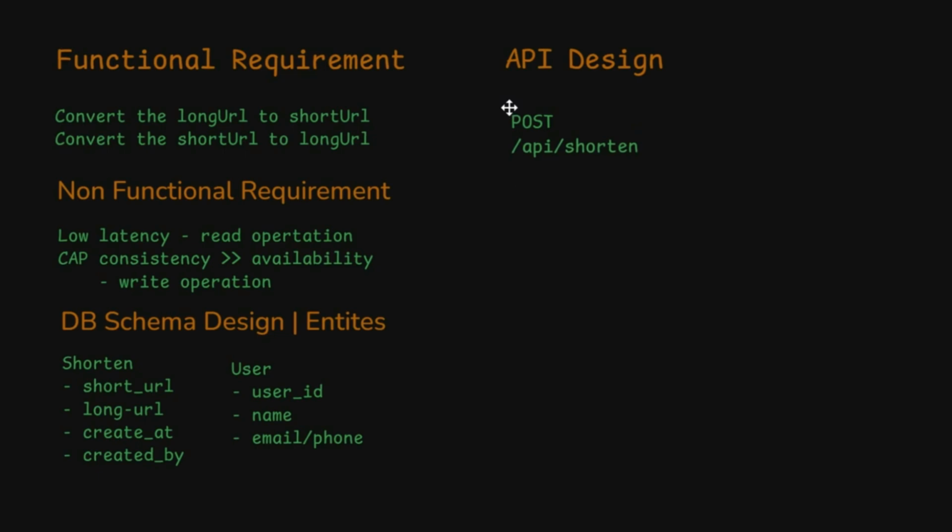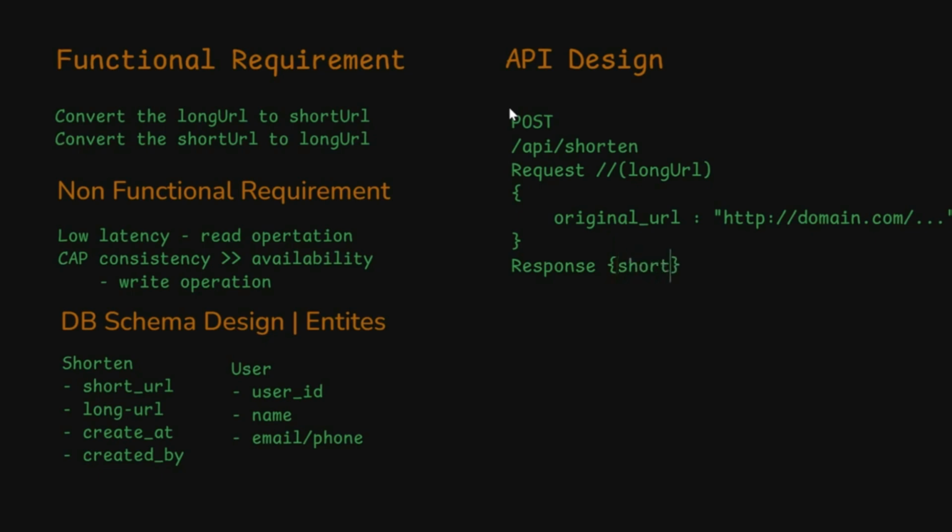In the request, we can pass the JSON, which would look like this. Here in the request, we are passing the long URL. This long URL is the original URL, something like this, for example HTTP and domain name, etc., slash dot dot dot. The response of this API would be the short URL.